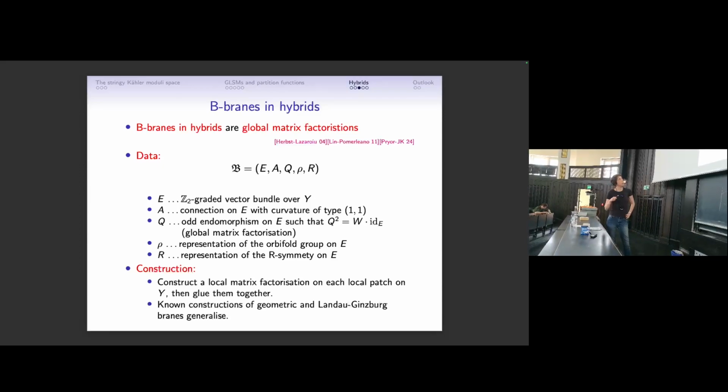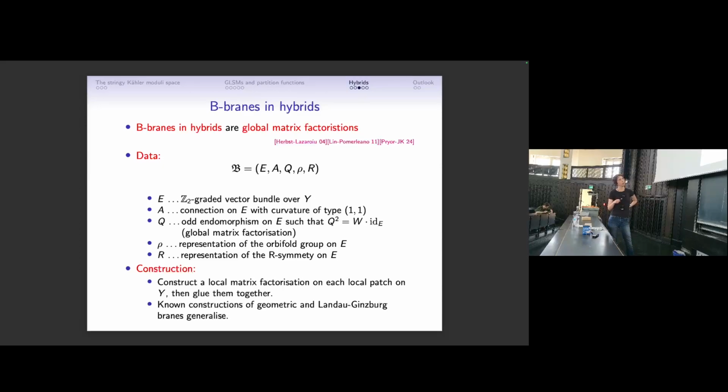So a B-brane in a hybrid model is this set of data, and it's very similar to the B-branes of a GLSM already. And that's also what I said with matrix factorization being more general than coherent sheaves, for instance. So you have a Z2-graded vector bundle on this non-compact space Y, together with a connection of curvature type (1,1). Together, these two things make up a holomorphic vector bundle on Y.